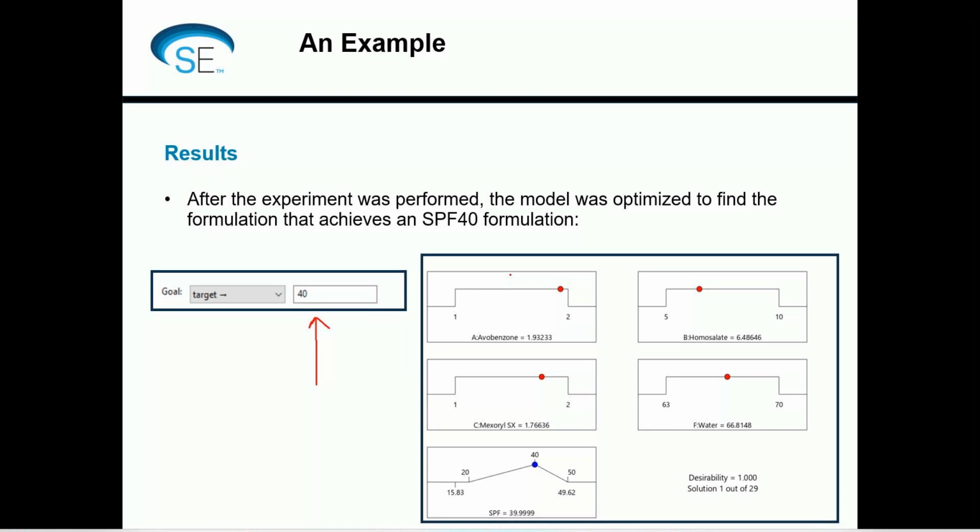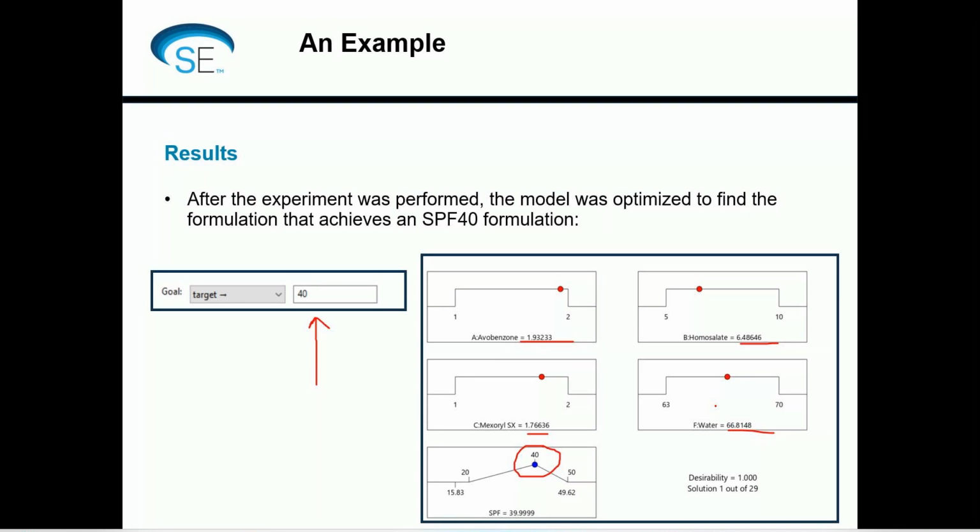Looking at graphs isn't quite as nice because you have 4 components. You can look at 3 components at the same time, and then you have a slider for the 4th, which is a pain. So what I like to do is use the optimization ramps here. And you can see that they could get an SPF of 40 at component A of 1.93, component B 6.48, component C 1.76, and water of 68.1%. So all 4 of the mixture components were between their lows and highs. There was nothing at its low, nothing at its high.